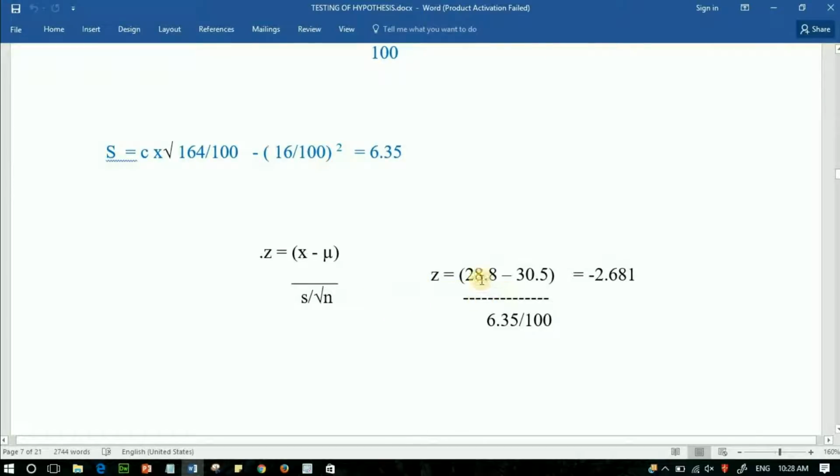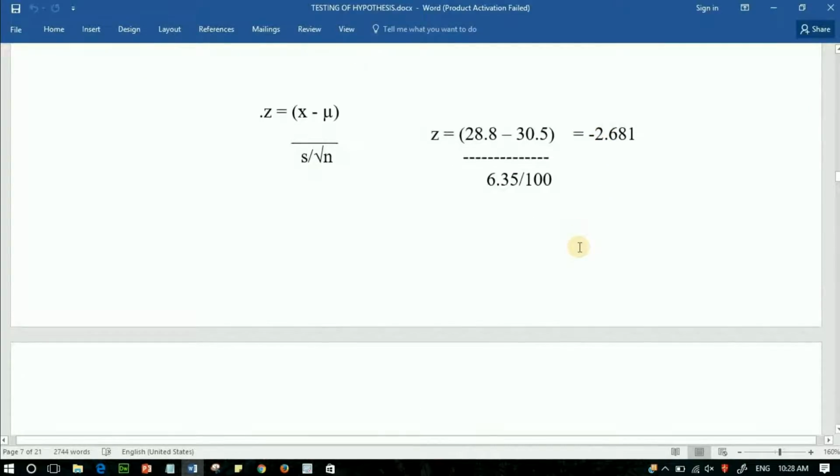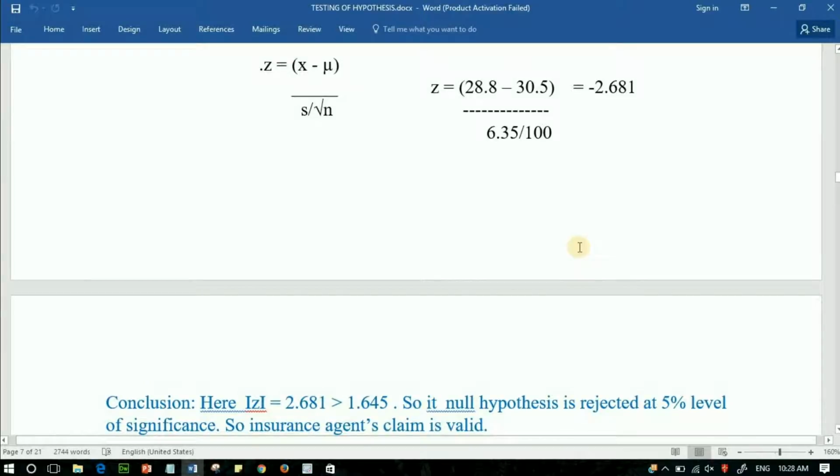Therefore, Z is equal to 28.8 minus 30.5 all divided by 6.35 by square root of 100. Because we are subtracting a larger value from a smaller value, we get the answer minus 2.681. Whatever it may be, we have to take the absolute value. This is a negative value, so we take the modulus of it, and we get 2.681.